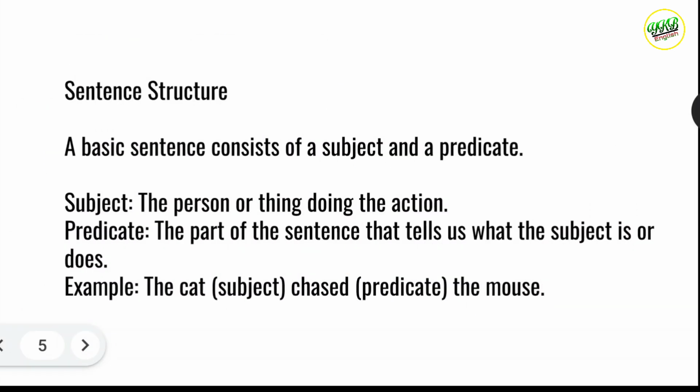Our next most important topic is sentence structure. Without sentence structure we can't write English, we can't speak English, and we can't understand any part of English.